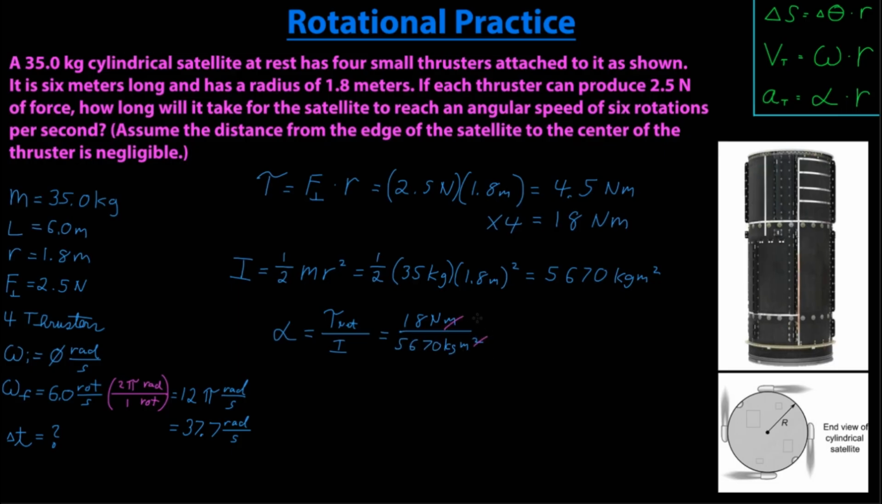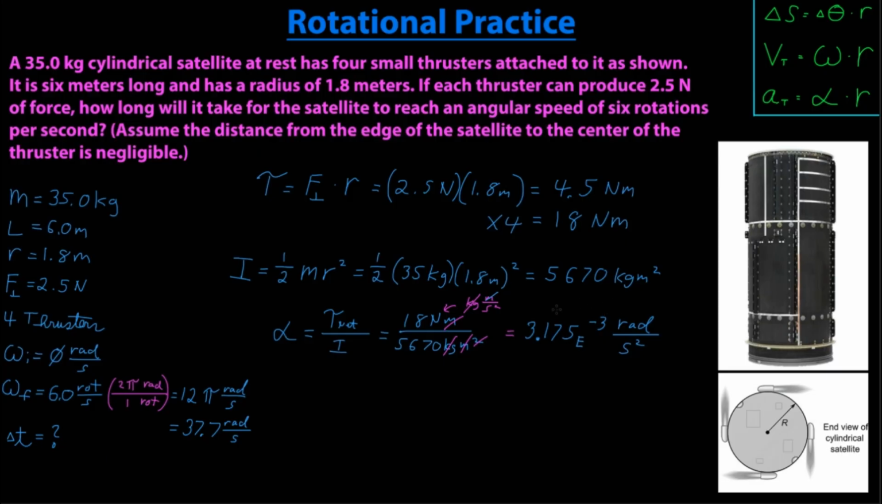I see 1 meter cancel right now. Newtons is kilograms times meters per second squared, which means both kilograms cancel, and the other meters cancel. So I now have 1 over second squared, or more accurately, 3.175 times 10 to the negative third radians per second squared. Again, radians pops up because radians is a fake unit.